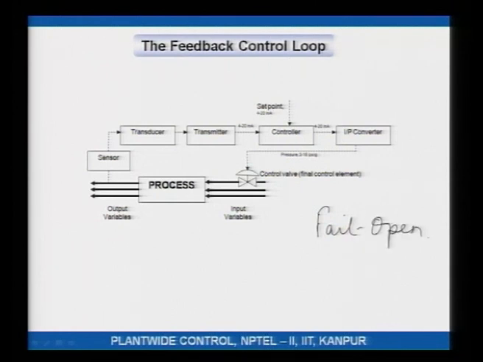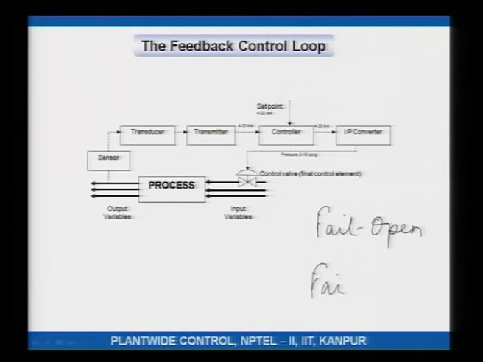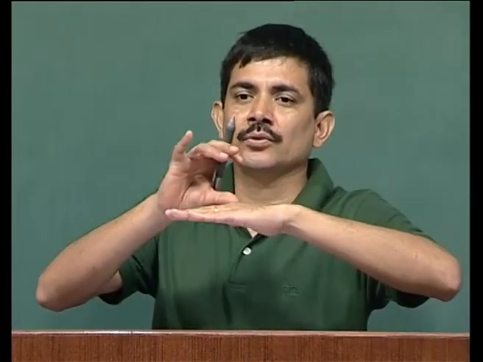That means if the air supply fails, the valve will open fully. It would be 100% open. It could also be fail close. That means if the air supply for some reason is taken away, fails, then the valve will fully close. Okay. That is just a matter of where the pressure is being applied and how the spring is oriented.